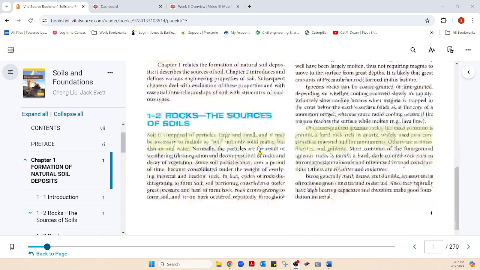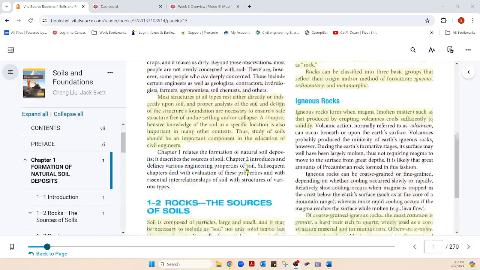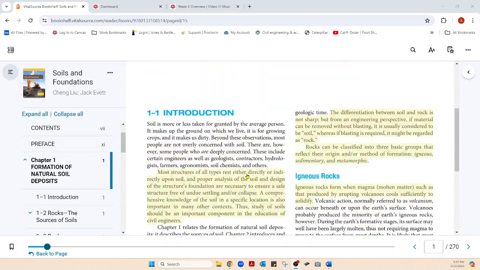So back to rocks. The sources of soil, that's where soil comes from, rocks. It says soil is composed of particles large and small, and it may be necessary to include as soil not only solid matter but also air and water, because all soil has three components: air, water, and let's just call it dirt, whatever mineral. So I'm not going to spend much time on this phase.